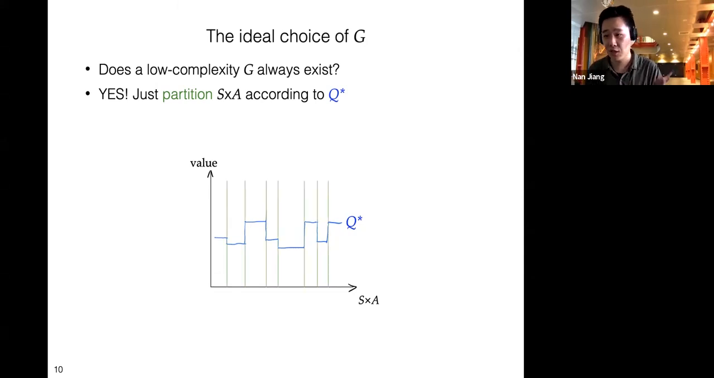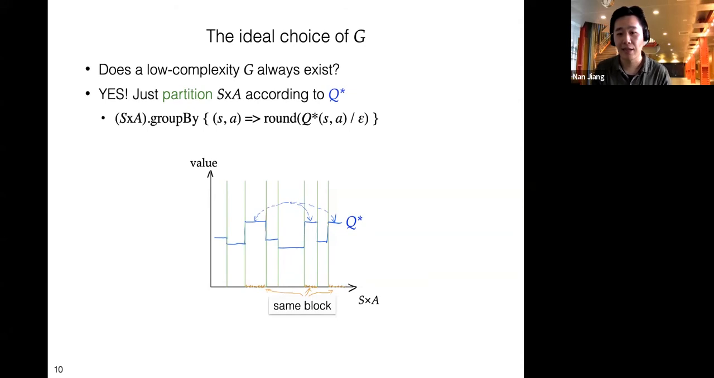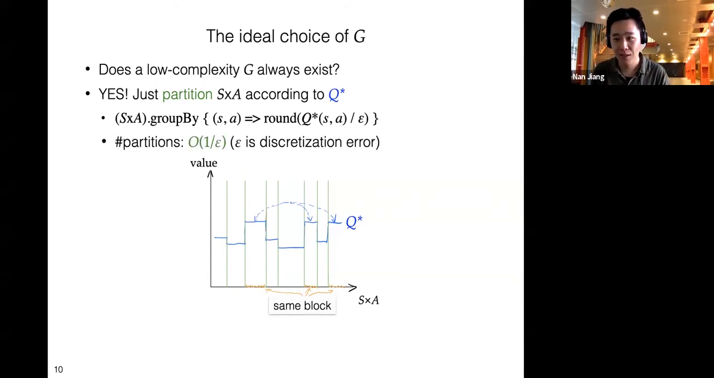And then I'm just going to cut the state action space into many small pieces, but I will be able to aggregate those pieces whenever the Q star value after discretization is the same. And if you're someone who works better with code than figures, this is a one-line code of how to do this aggregation. And very easily, you can see that the number of partitions you end up with is always upper bounded by 1 over epsilon, where epsilon is the discretization error, right?